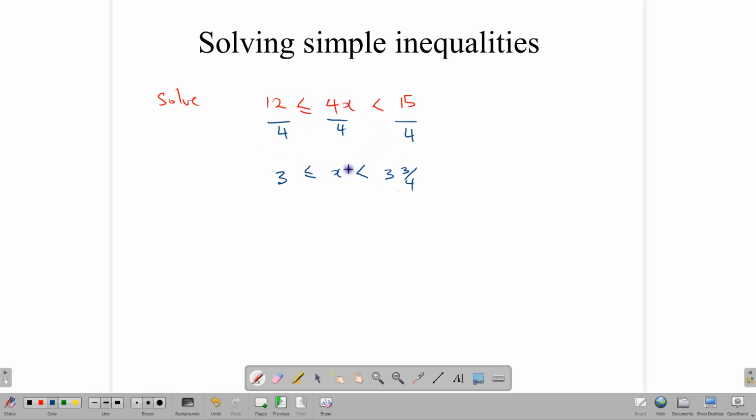And that is how we solve simple inequalities. That's how we represent simple inequalities on a number line, and how we interpret them when they're already on a number line. Thank you for watching.